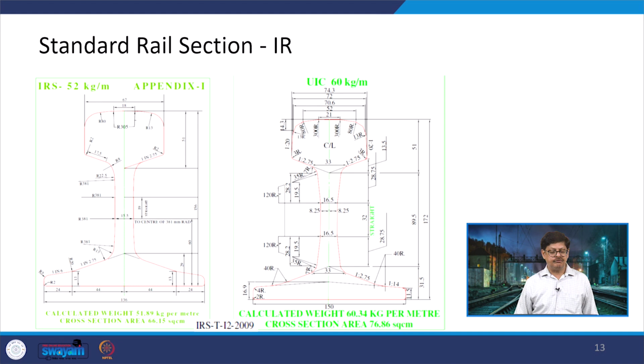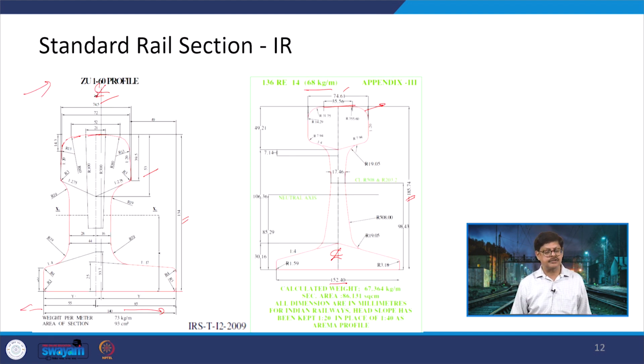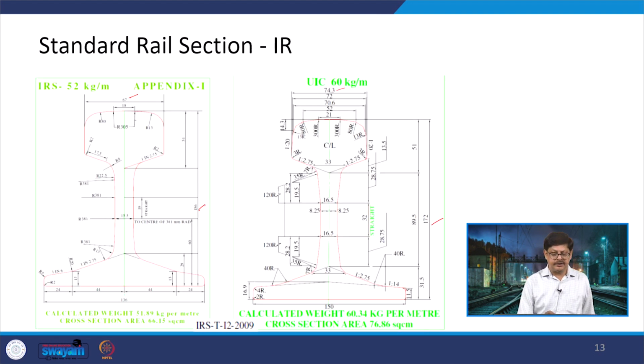In the case of IRS 52 kg per meter, the depth is 156 mm, whereas if you go to 60 kg per meter, the depth is 172 mm. Now, both these sections again are symmetrical in nature with respect to the center line. And if you look at the width of the head, it is 67, whereas it is 74.3 in the case of 60 kg per meter. This is almost in the range of the higher sections. In the previous one it was 74.61 or 74.5. And the depth of the head comes out to be 51 mm, and in the other case also it is 51. So, the depths have been kept the same.